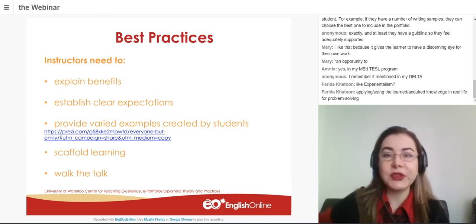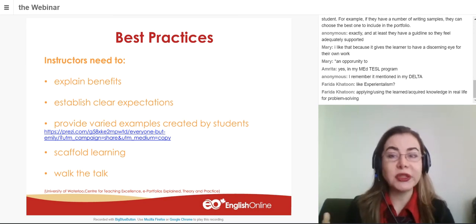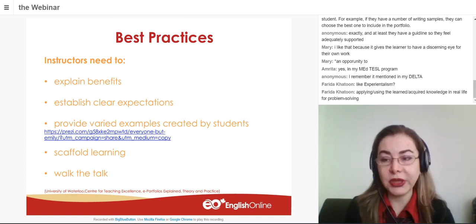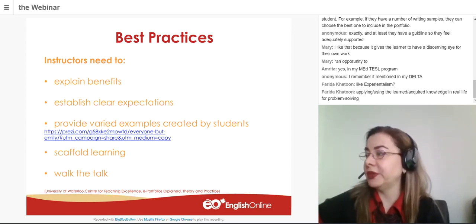And then establishing clear expectations, which I guess Matthew has pointed out. It's very important to have a very clear framework of what is expected of the learner, how the learner will be assessed, and what are the steps that you need to follow in order to complete working on your e-portfolio.